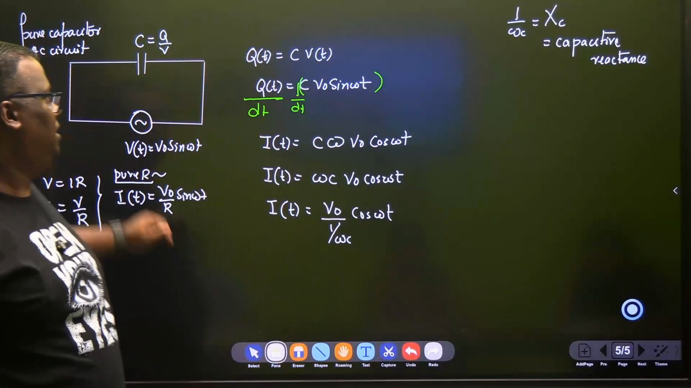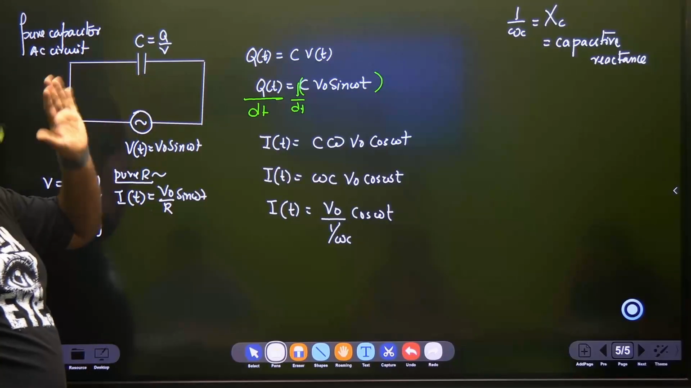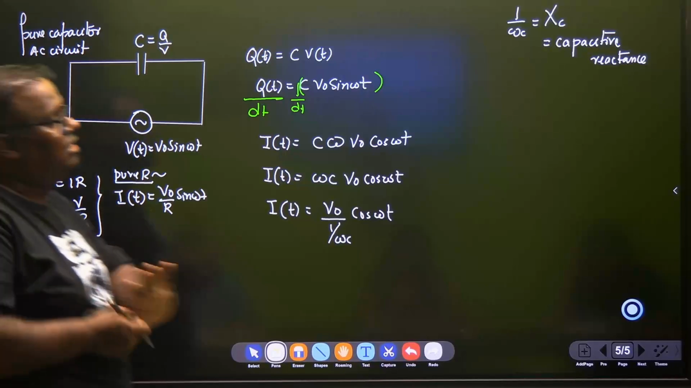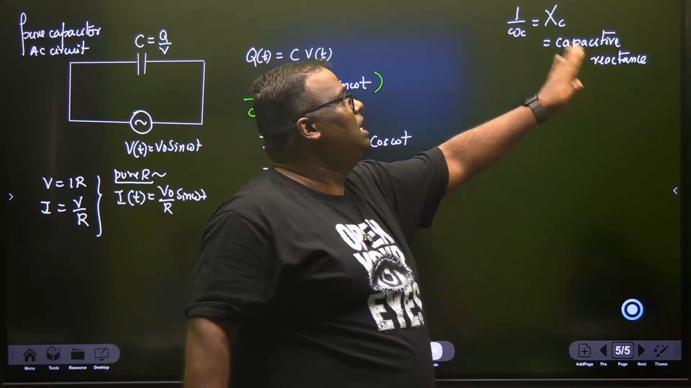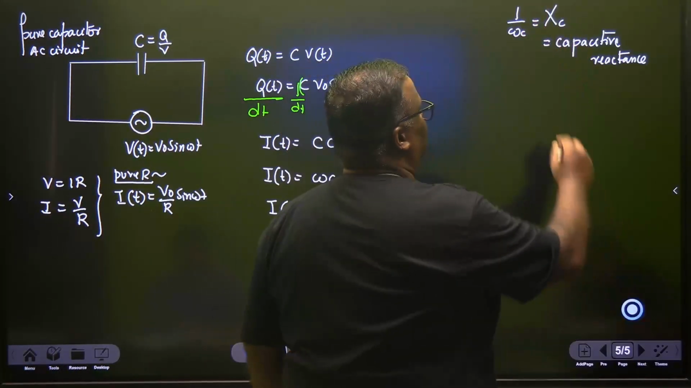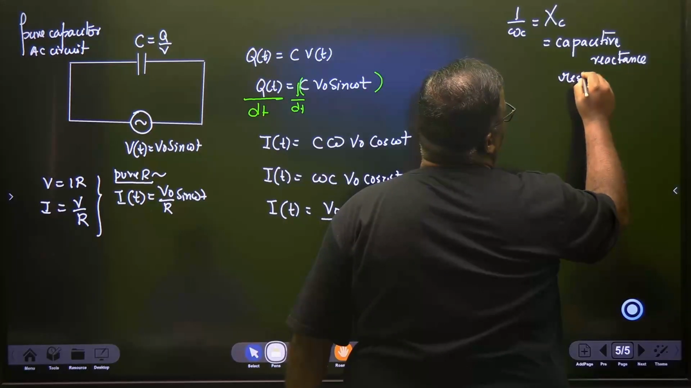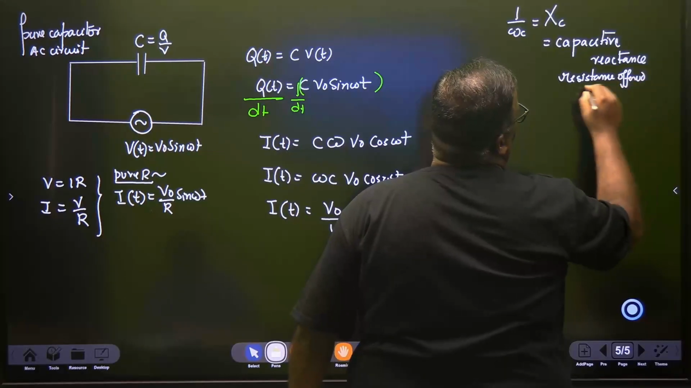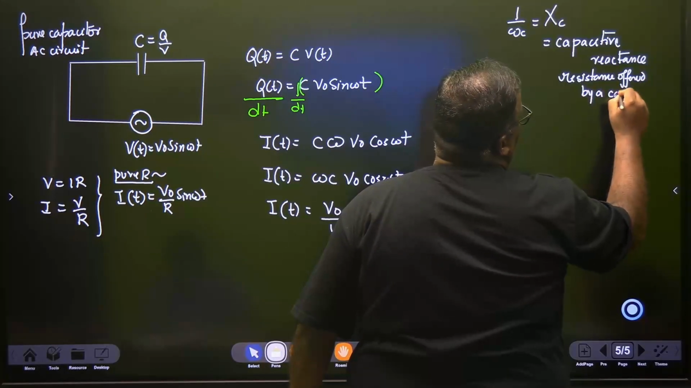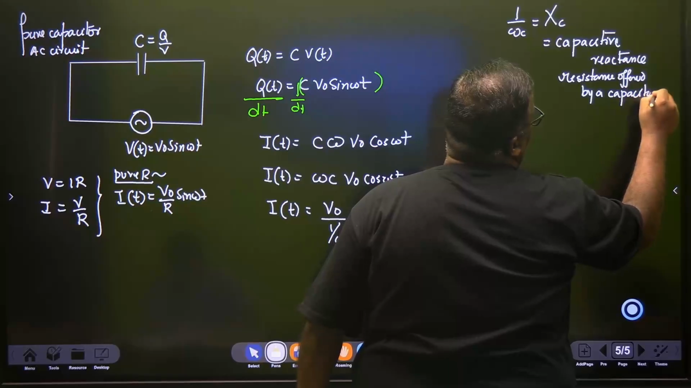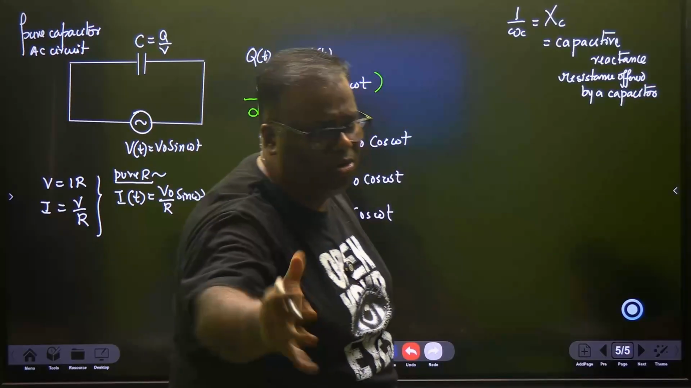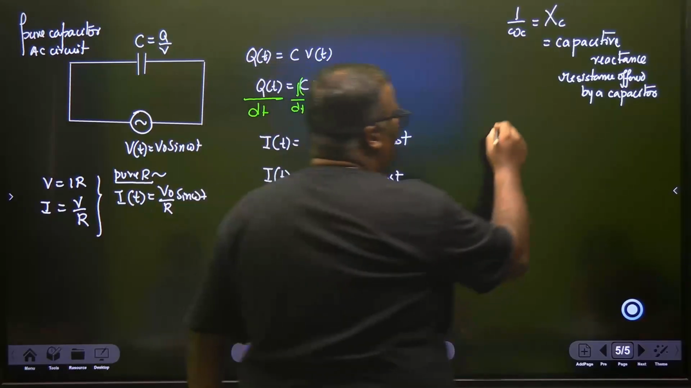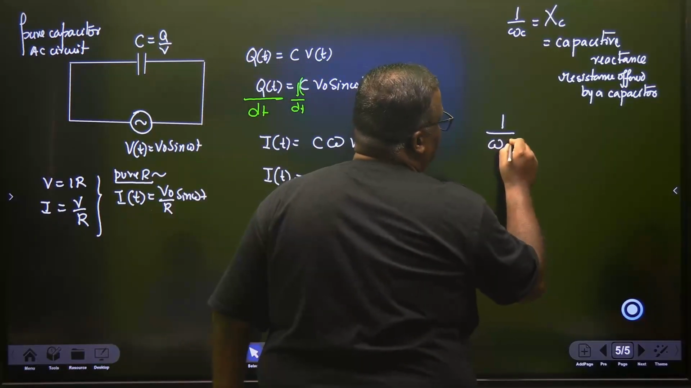Achha, what does this mean? Arre bhai, a resistor resists. A capacitor will also give some sort of a resistance, right? This is capacitive reactance, meaning the resistance offered by a capacitor. This is just a resistance offered by a capacitor. Maybe you are still not agreeing with me. How can this be resistance? Let's do a check, 1 by omega multiplied by C.